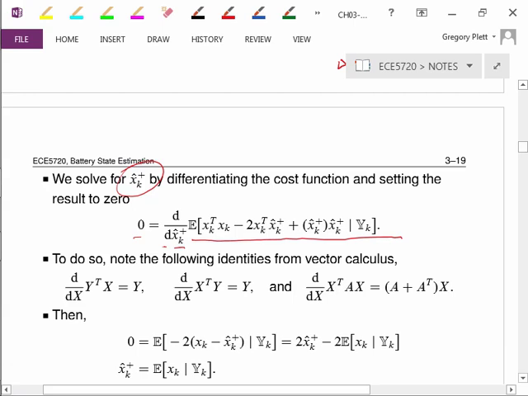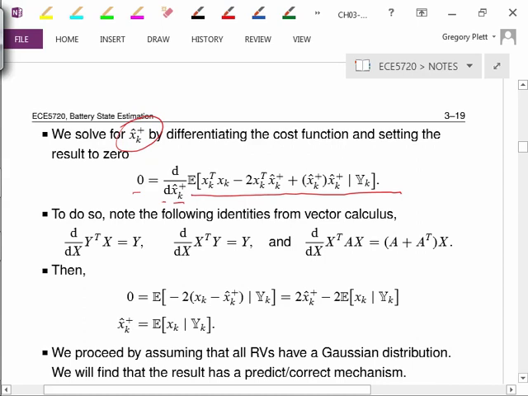Now you may never have seen vector calculus identities before, so I list these here for your reference. Not going to prove them. They are in a number of textbooks and appendices to textbooks. But it turns out that if I have a generic y transpose x and I'm taking the derivative with respect to x, the derivative is y, and the others are listed here. So let's go term by term.